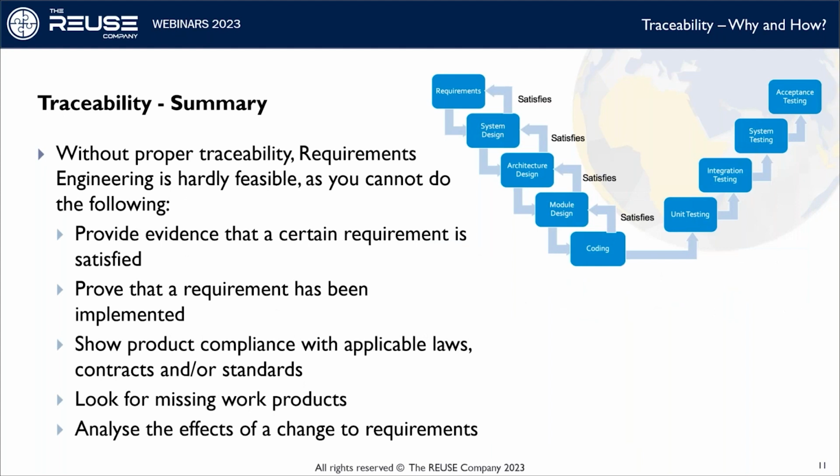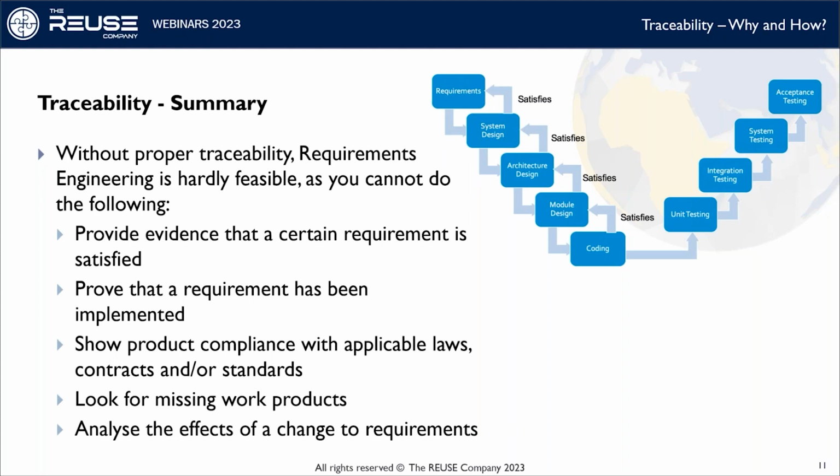So to sum this theory part up a bit, without proper traceability it's hardly feasible for a requirements engineer to, for instance, prove that a certain requirement is satisfied. How will you be able to do that if you have no idea how the requirements are linked together and how they are linked to the result of the implementation? You can't show that it's implemented, you have to guess.